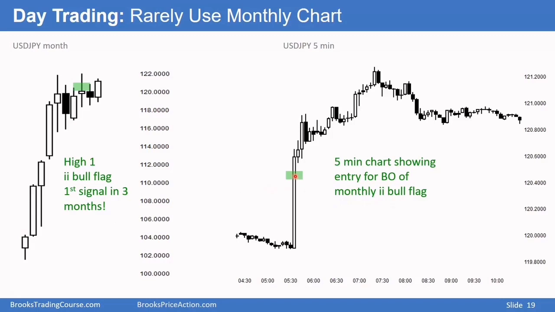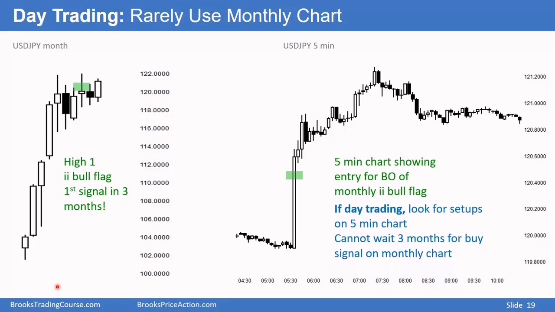This is the 5-minute chart, and this price corresponds exactly to that price. This is the entry for the breakout on the monthly chart above the II. If you're day trading, you look for setups on the 5-minute chart. You cannot wait 3 months for a buy signal on the monthly chart. So if you're trading on the 5-minute chart, ignore the monthly chart. Just trade the 5-minute chart.